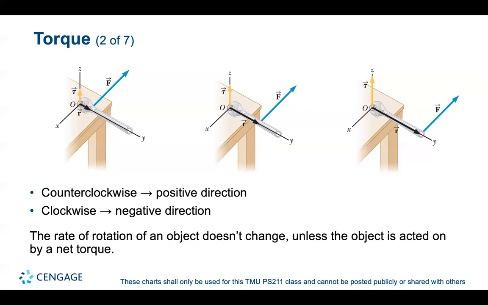When an applied force causes an object to rotate counterclockwise, the torque on the object is positive. When the force causes the object to rotate clockwise, the torque on the object is negative. When two or more torques act on an object at rest, the torques are added. If the net torque isn't zero, the object starts rotating at an increasing rate. If the net torque is zero, the object's rate of rotation doesn't change. These conditions should seem familiar to you from Newton's first law. In fact, we have a rotational analog to the first law: the rate of rotation of an object doesn't change unless the object is acted on by a net torque.